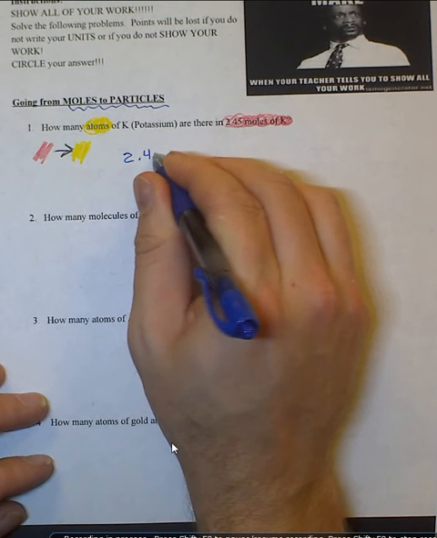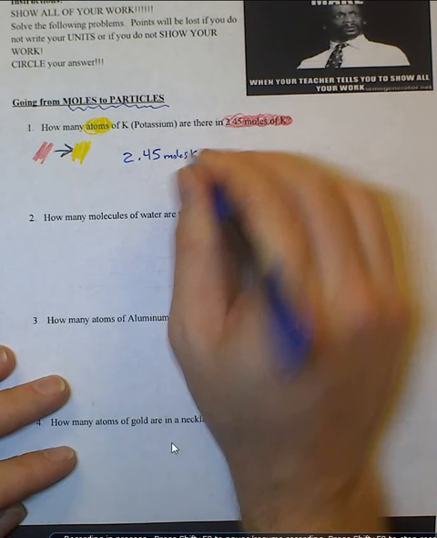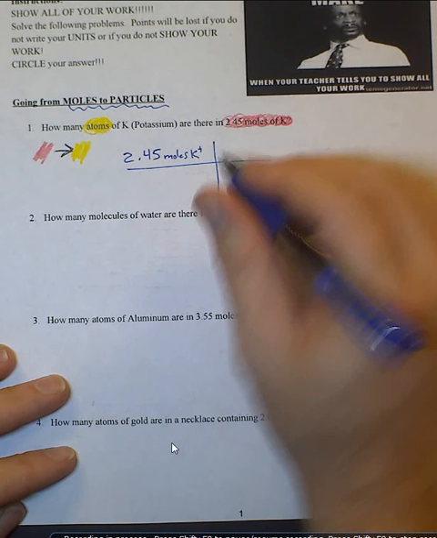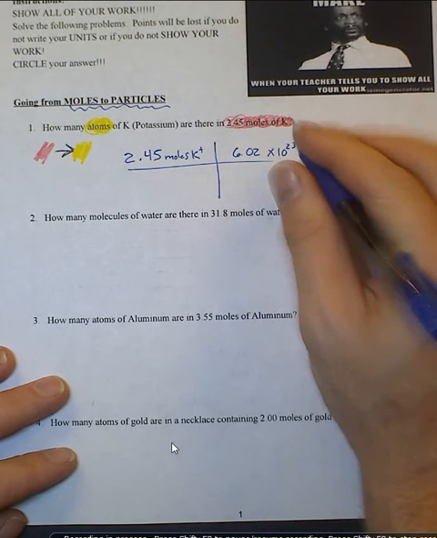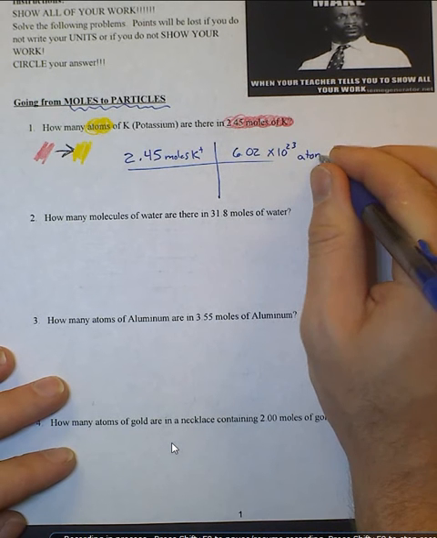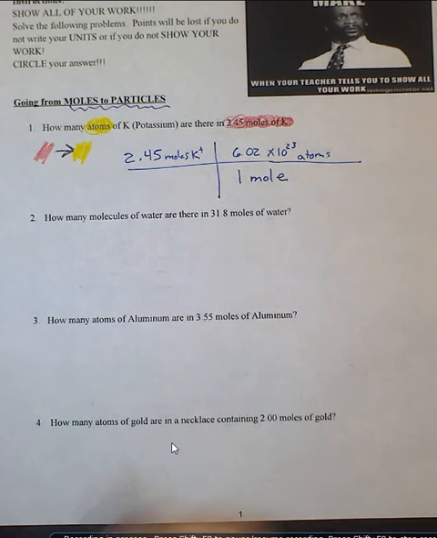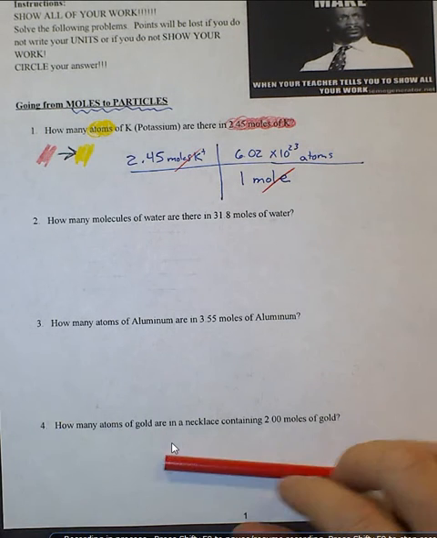Okay, so let's set this up. 2.45 moles of potassium, K. And we are multiplying by 6.02 times 10 to the 23rd. In this case, it's atoms for every 1 mole. If you don't know what goes down at the bottom, it's whatever you need to cancel out. Moles, moles.